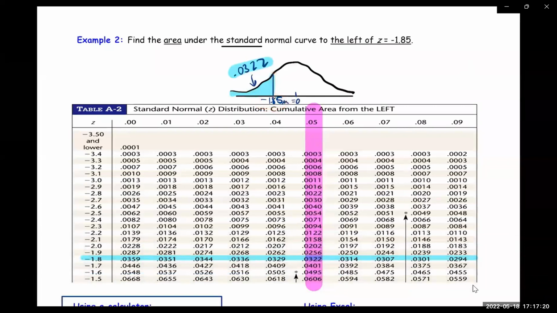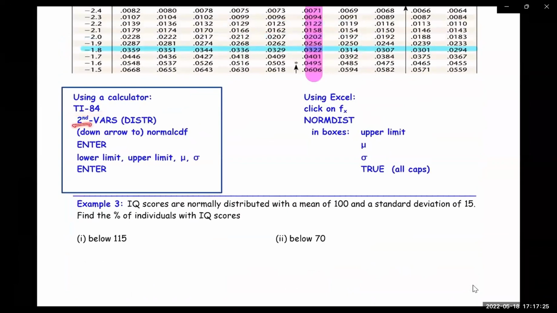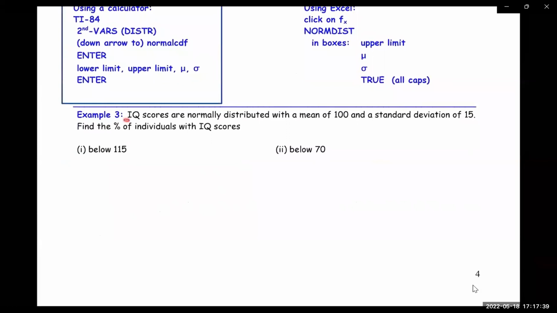So that's the reason why we did that. So here are the directions. TI-84, second vars, which is distributions, down arrow to normal CDF, enter your lower limit, your upper limit, your mean, and your standard deviation, enter. All right. Here's the IQ example.